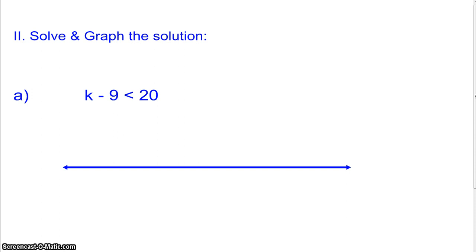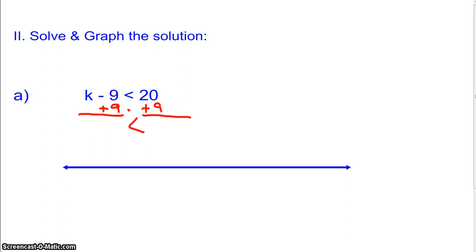What were you subtracting here? 9. So what are you going to add? Add 9. Add 9, good. Add 9 to both sides of the inequality sign. That's like the fence, right? You have to add 9 to both sides. Does that change the inequality sign? No, it stays the same. So write that down. Make sure it stays the same.